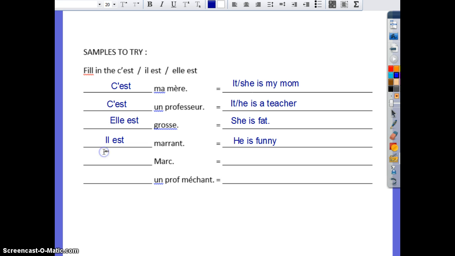Next one here is just a person's name. If you check your notes, you'll see that if you want to say he is or it is Mark, the way you would do that if it's just followed by the name Mark is you would use c'est, and again that would either mean it is or he is Mark.